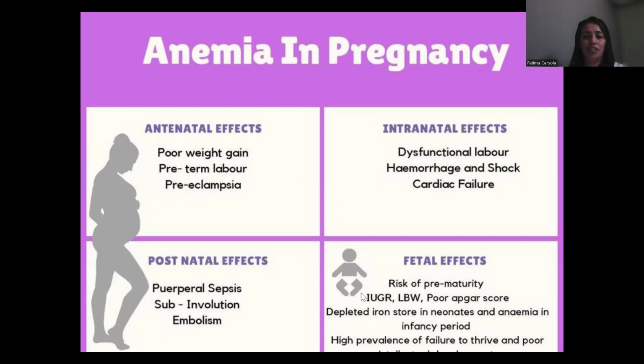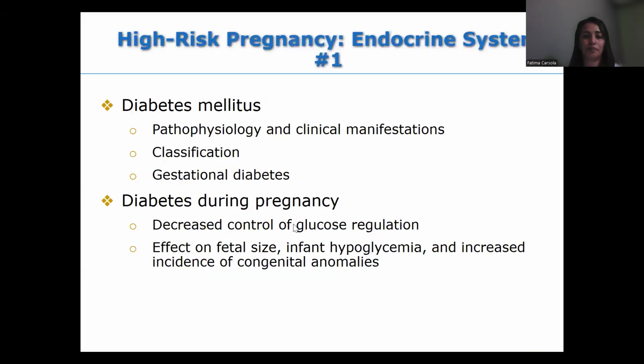The fetus could be premature because of preterm labor, could have intrauterine growth retardation because of this problem, low birth weight, or a poor Apgar score during delivery. So you will have to learn about Apgar scoring for the first minute and 5 minutes of life of the baby. Those are your baseline data of how well the baby is doing after birth. They have depleted iron stores, they could have anemia during pregnancy. And of course, they have a high prevalence of failure to thrive outside the womb of the mother.